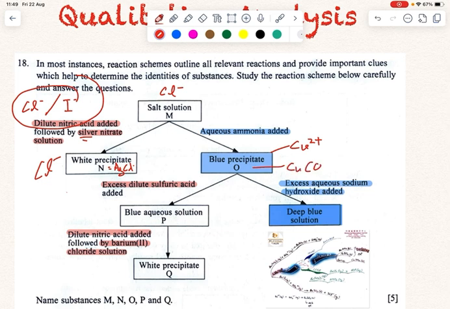hydroxide. Why copper hydroxide? Where in the world does the copper come from? Copper is there because of the blue PPT. Then the copper comes from the salt. That means obviously this is copper chloride. No doubt about it.